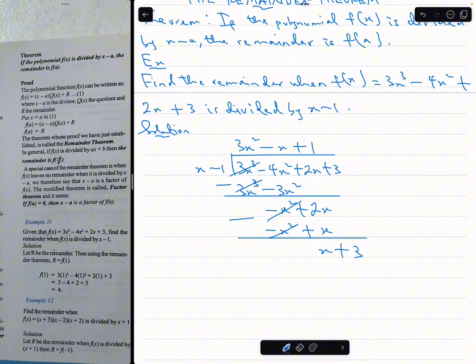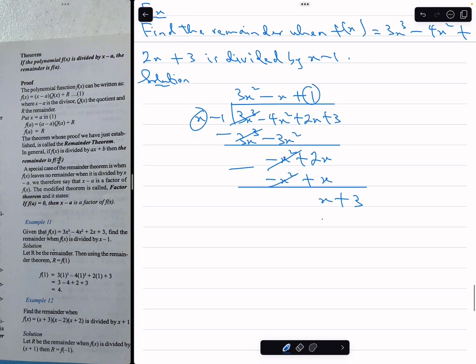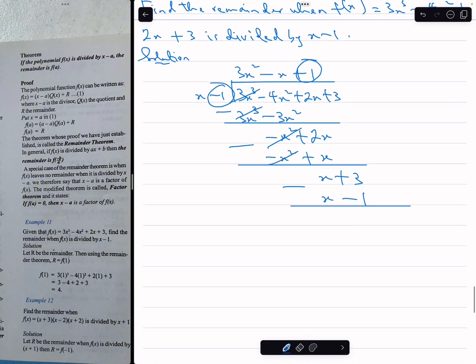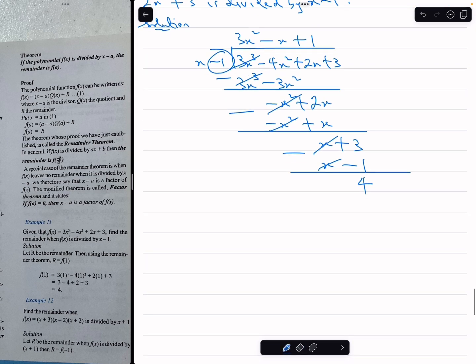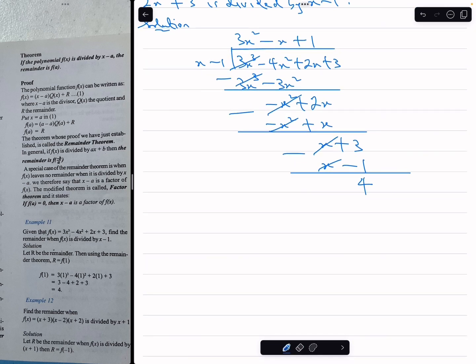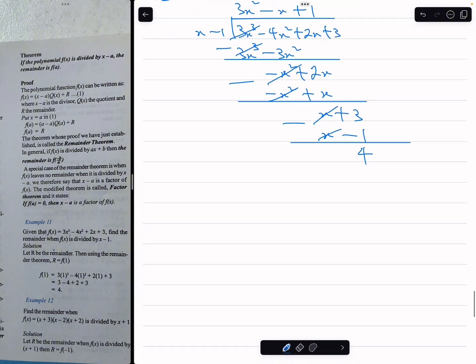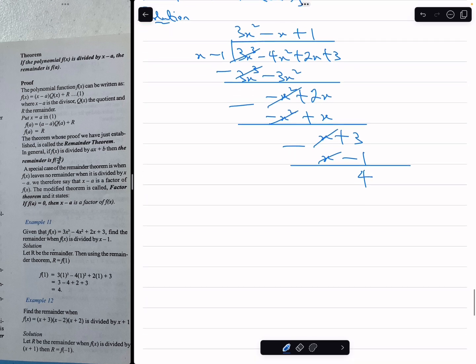Now x divided by x, that's 1. We go to the multiplication. X times 1, that's x. Minus 1 times 1, that's minus 1. And now we subtract again. X minus x is 0. 3 minus minus 1, that's 3 plus 1, which is 4. So the quotient is 3x squared minus x plus 1, and the remainder is 4. That's by the long division method.